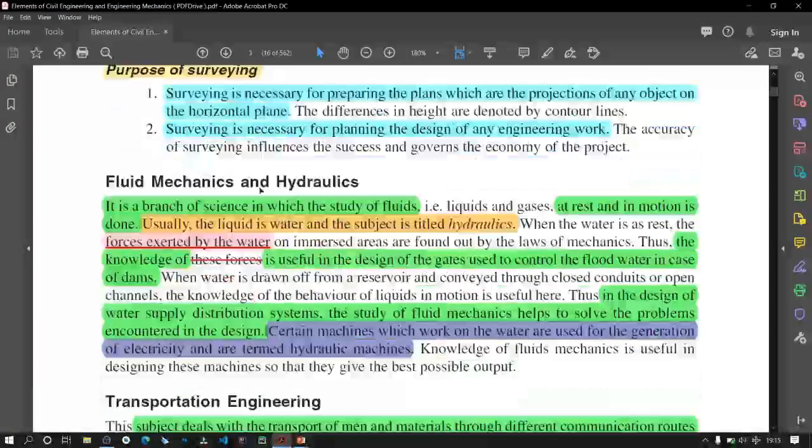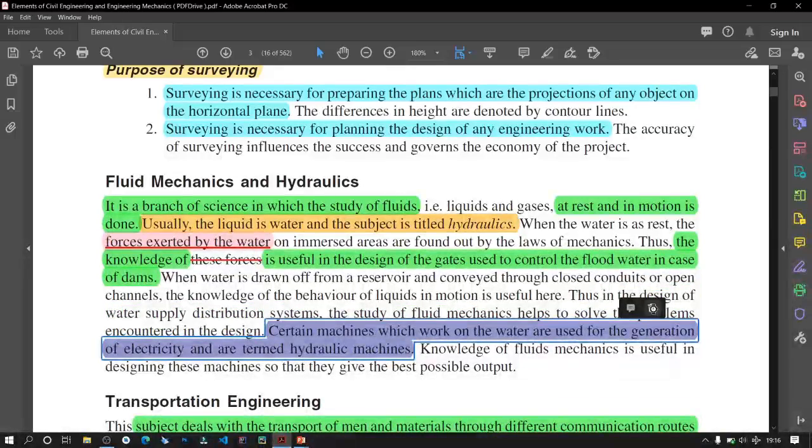After that, fluid mechanics and hydraulics. It is usually about water. It is the branch of science which studies fluids at rest and in motion. Just try to create your own definition. It would be helpful in the exam also. I have highlighted some points, but it's not necessary to write these two things.